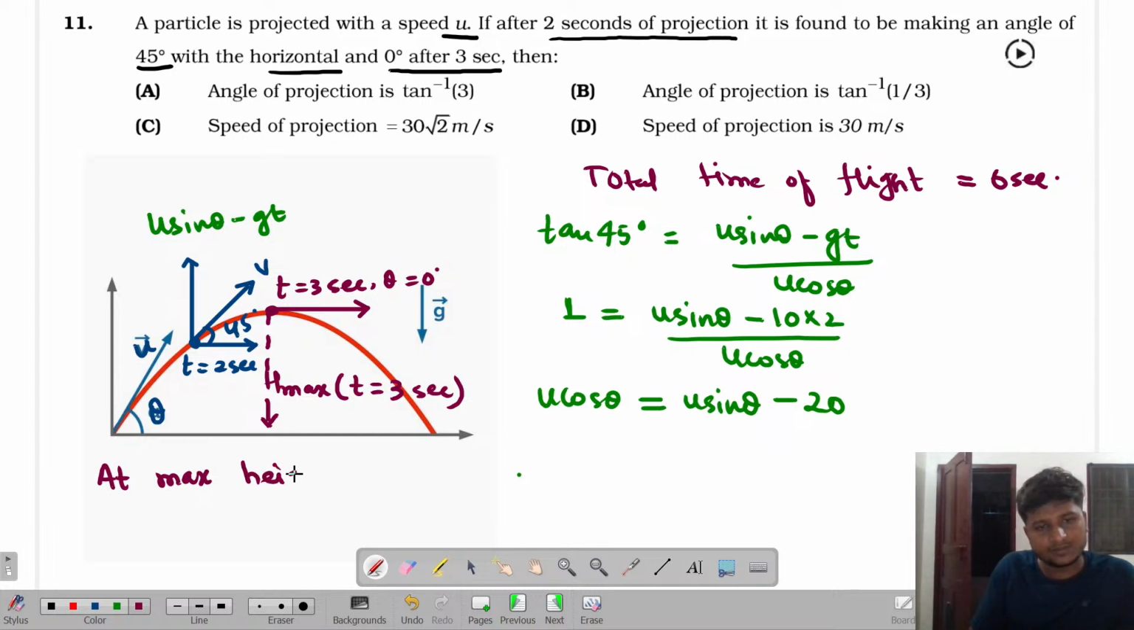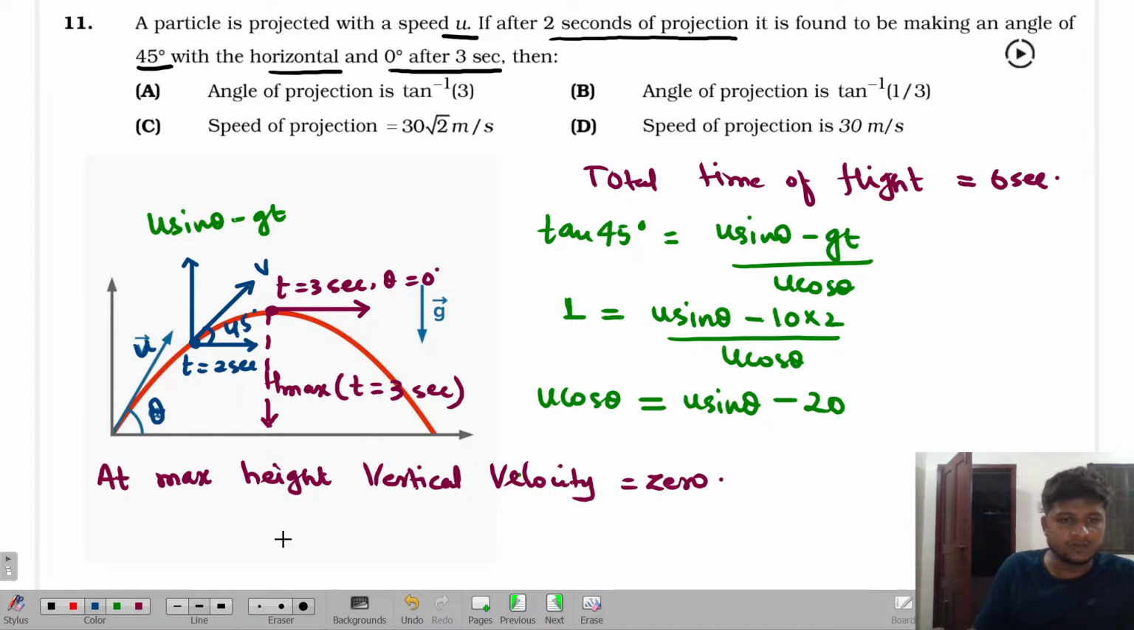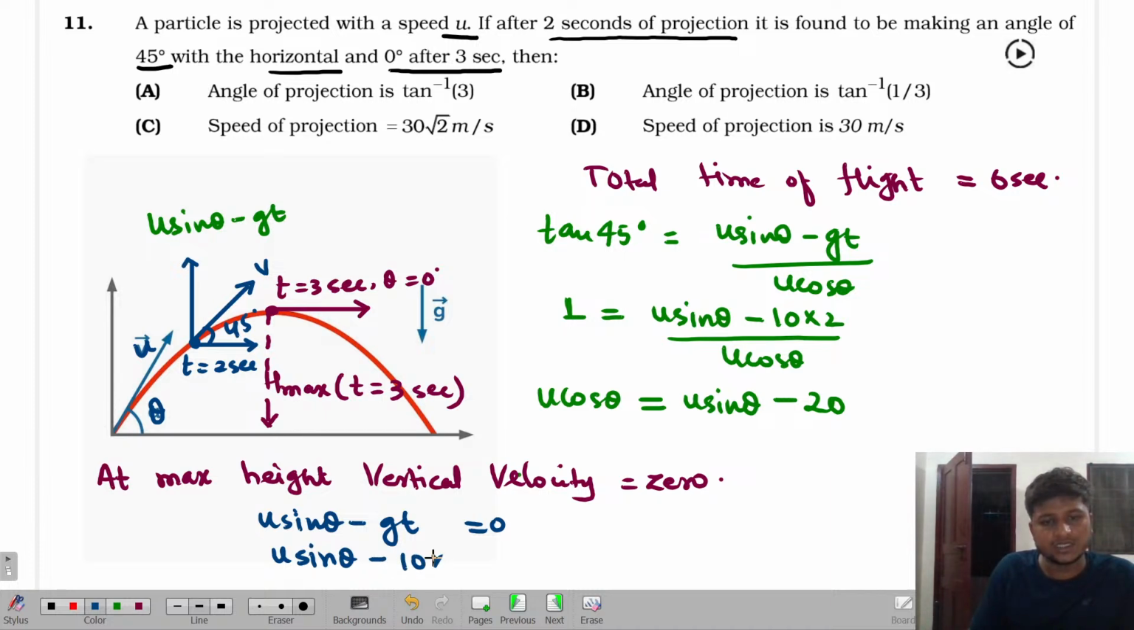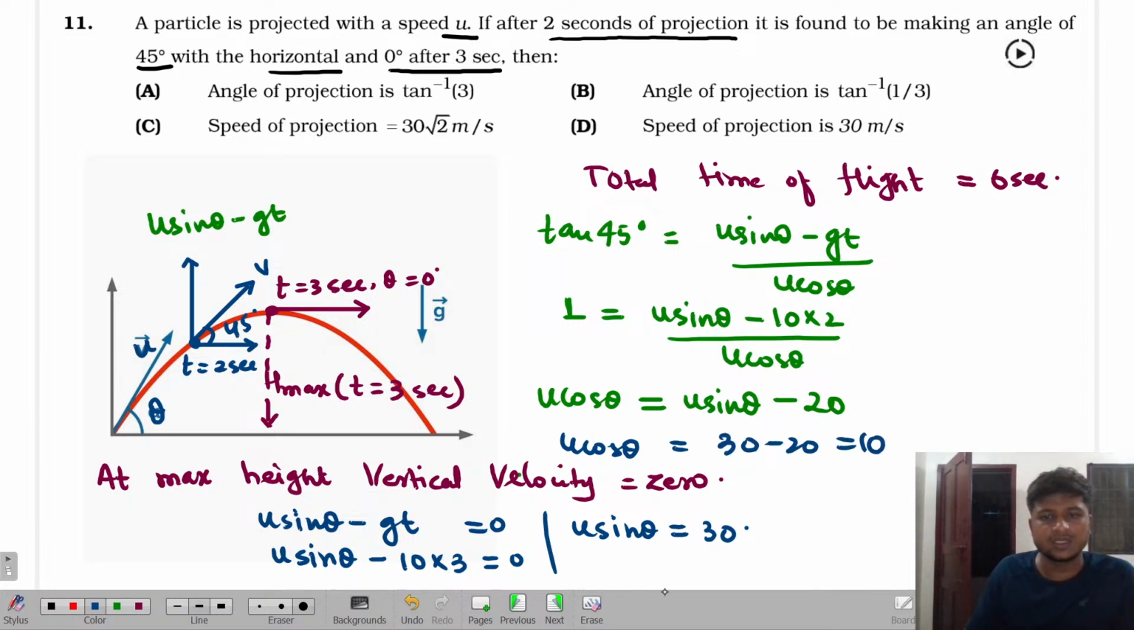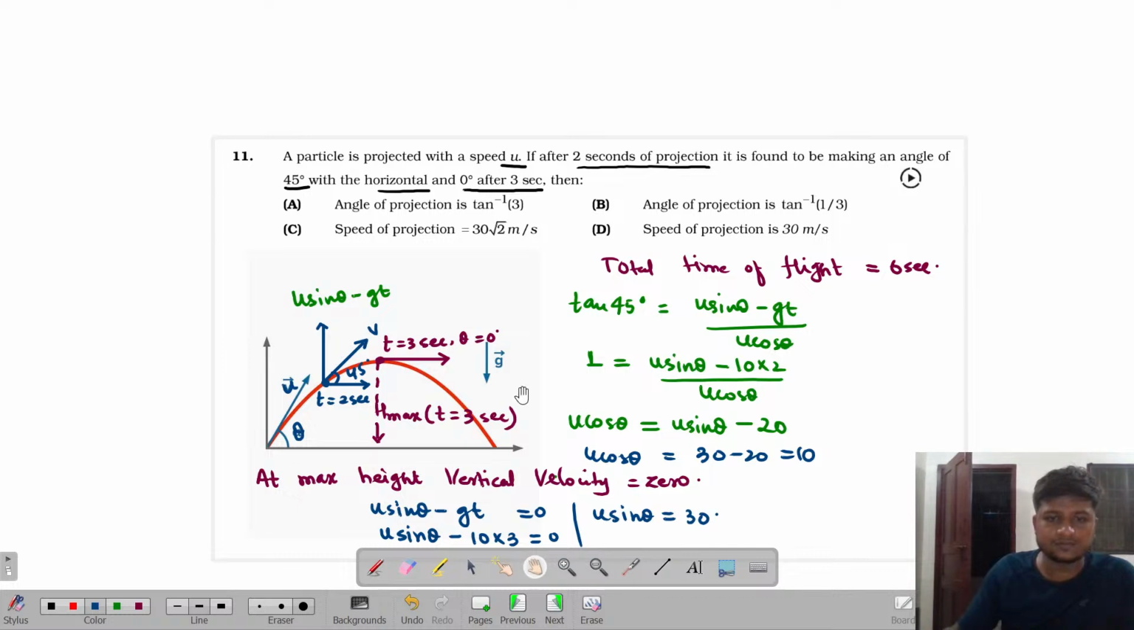At maximum height, vertical velocity is 0 or not? Tell me yes or no. Yes. So what is vertical velocity? You can write it now: u sine theta minus gt, and that is equal to 0 at t is equal to 3 seconds. So u sine theta minus 10 into 3 is equal to 0. So basically you got the relation for u sine theta, that is equal to 30. So you can get u cos theta or not, guys? Tell me yes or no. That is 30 minus 20, which is equal to 10. Then I can find the ratio or not?